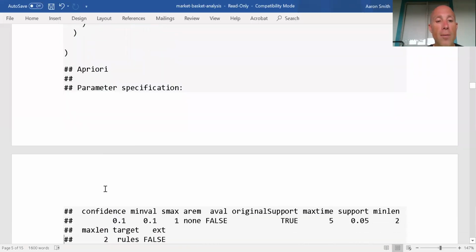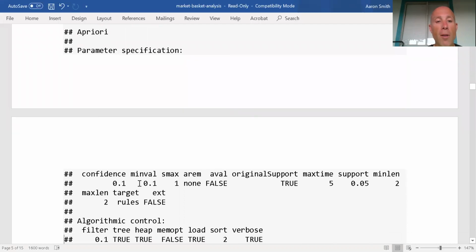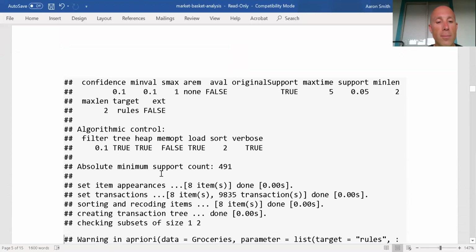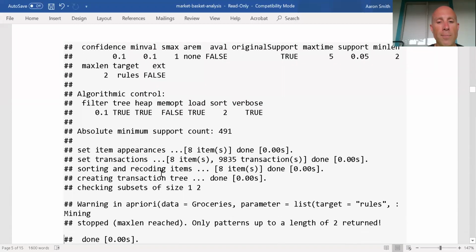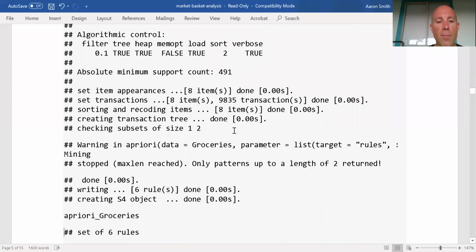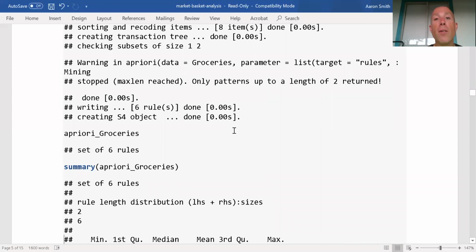All right, so when I do that, it reminds me what the parameters were. Gives us a lot of information. The minimum support count is 491. All right, so this only ends up giving us 6 rules. Now, that's not very many.